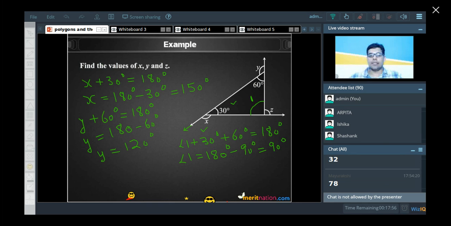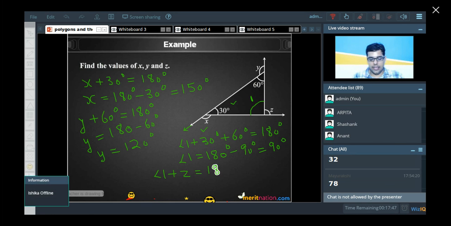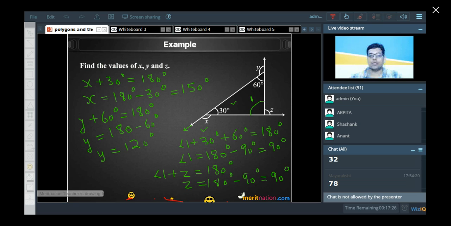Now angle 1 and angle Z, they are again forming a linear pair. So we can say angle 1 plus Z equals 180 degrees. From this we will get Z equals 180 degrees minus angle 1. Angle 1 is 90 degrees. So angle Z is coming as 90 degrees for this case. Okay?